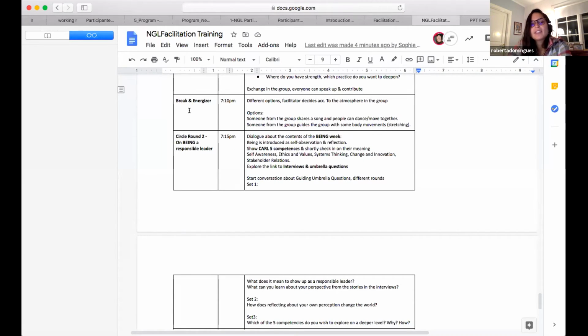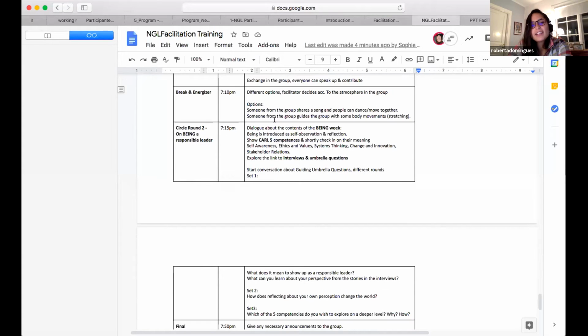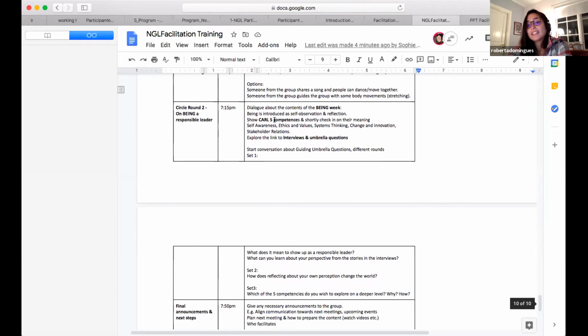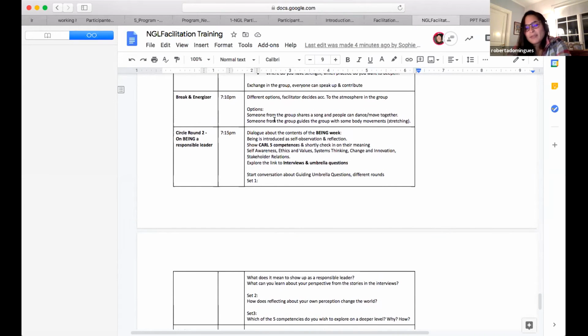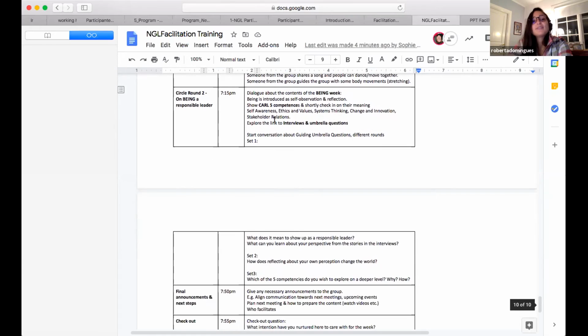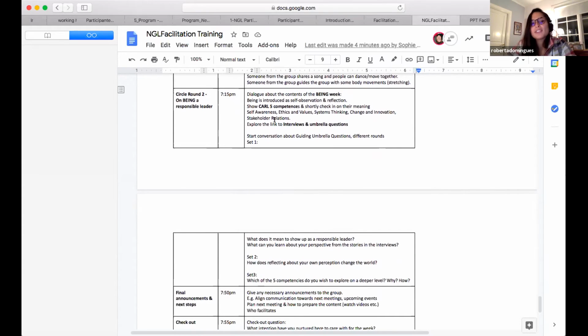Then we have some break and energizer. Like I did, you can make people stretch, dance, or whatever fun idea you have for 5 minutes. Then we will have the second round of circle conversations, which this week is about the being. So how do you apply the 5 competencies to the personal stories of the responsible leaders?